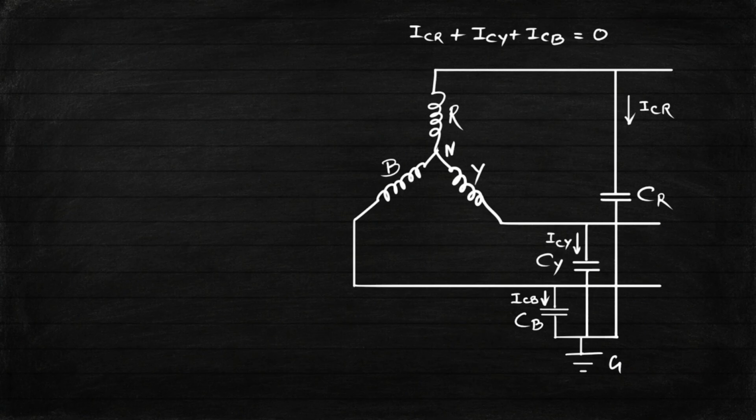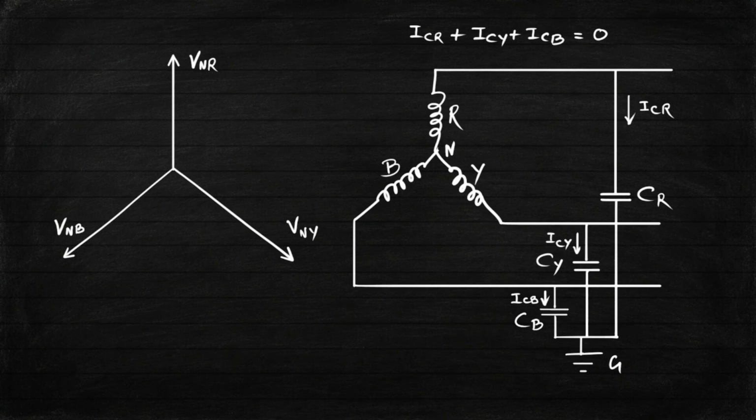Now let us draw the voltage phasors. These are the three voltage vectors separated from each other by 120 degrees. This is VNR, where N represents the neutral point. This is VNY, and this is VNB. This point is the neutral point or the star point. Now this is the charging current ICR. Since it is a purely capacitive current, it leads the voltage VNR by 90 degrees. So this angle is 90 degrees.